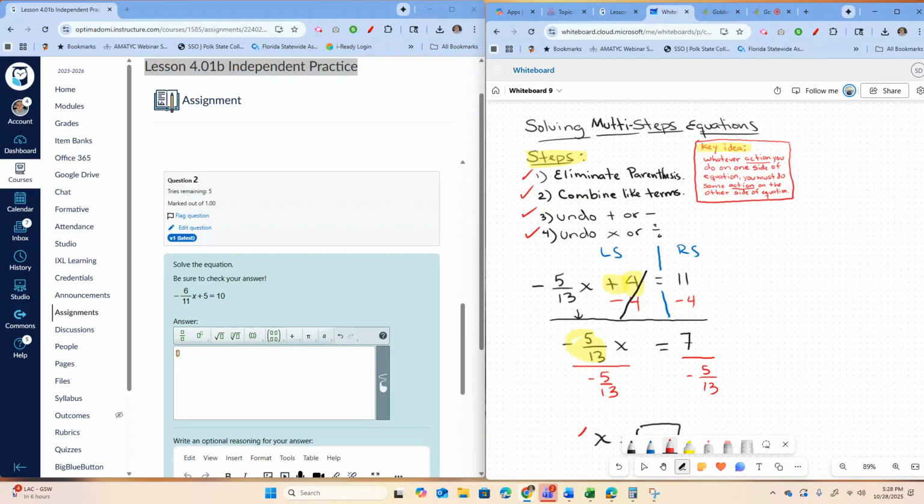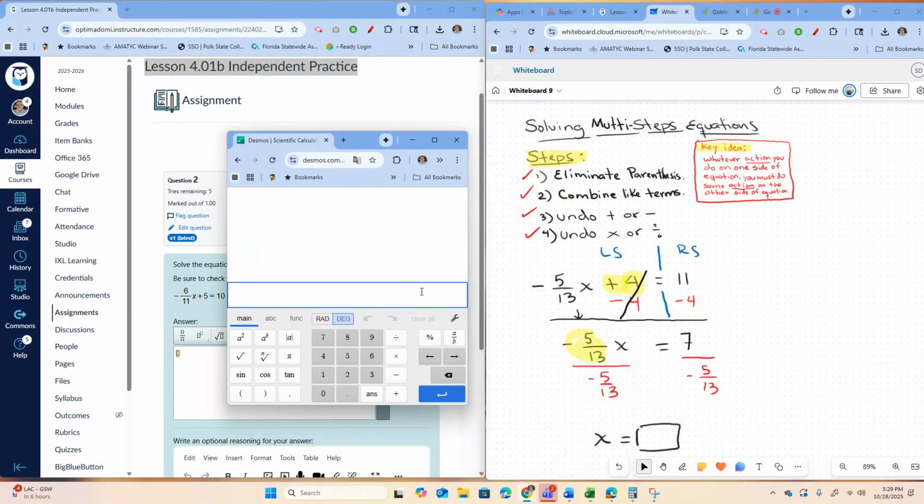That's going to give you 1x. But again, like I told you in algebra, we do not write the 1 in front of the x. So we have x. Now, how do I do this division? 7 divided by -5/3. That's when you're going to need your calculator. Here's the calculator. And I'm going to write this division.